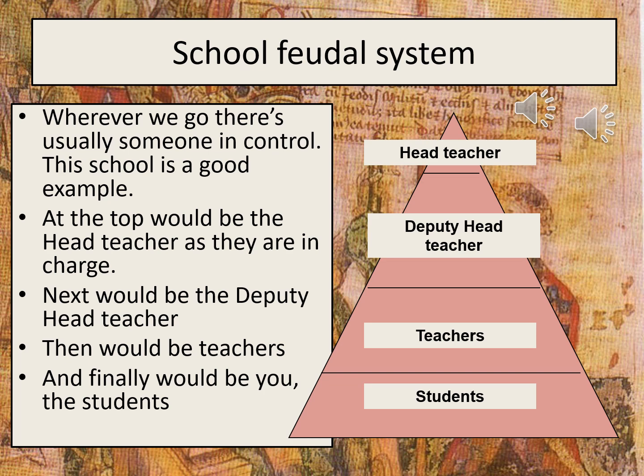Below the deputy head would be teachers. They have some power, but not as much as a deputy head teacher or a head teacher, yet they still are in control of their classrooms. And finally, at the bottom would be you, the students. You don't have as much power as the teachers, deputy head teacher or head teacher. Therefore, you are considered at the bottom of the feudal system.